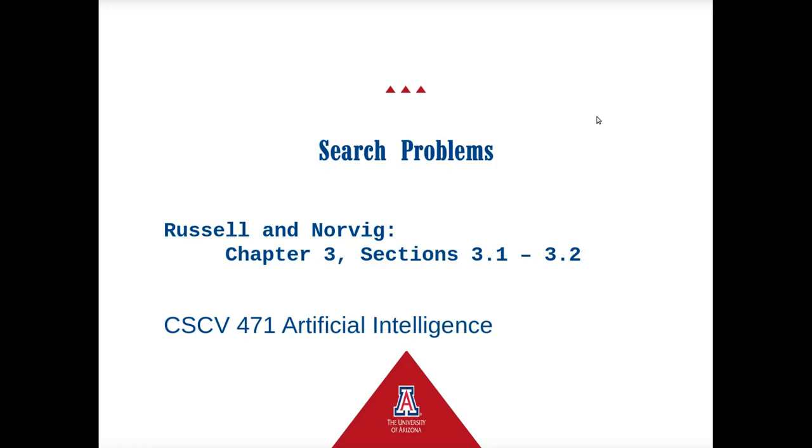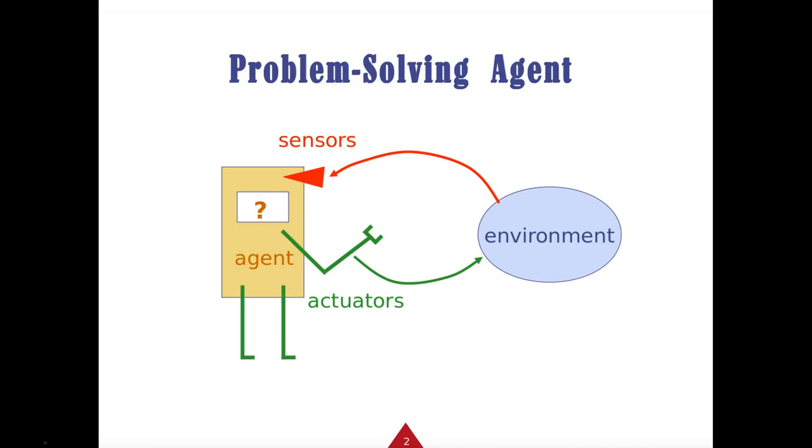Welcome to lesson number two for CSCV 471, Artificial Intelligence at the University of Arizona. This is our second full lecture. It'll go over search problems. It'll cover chapters 3.1 and 3.2 from Russell Norvig.